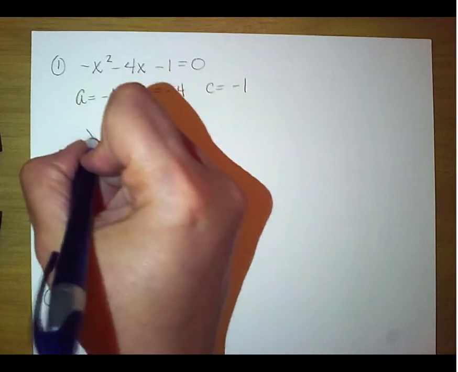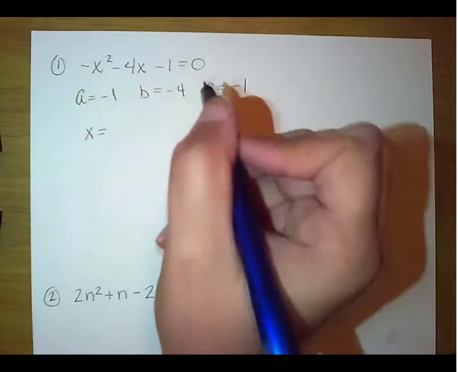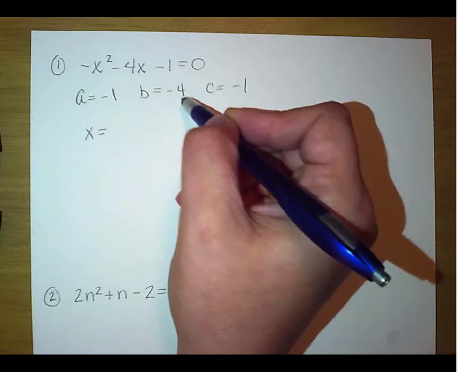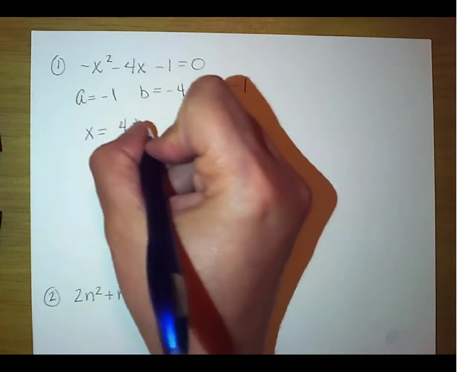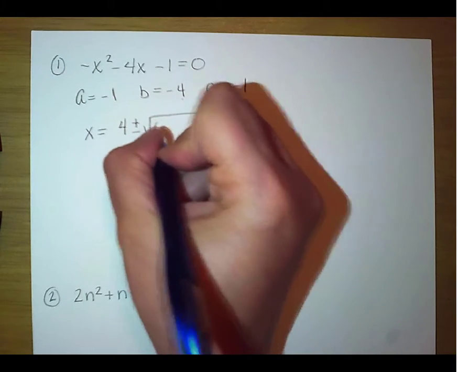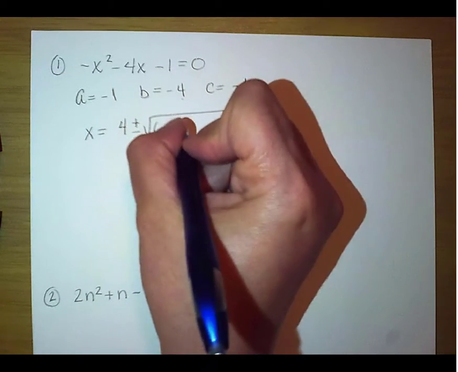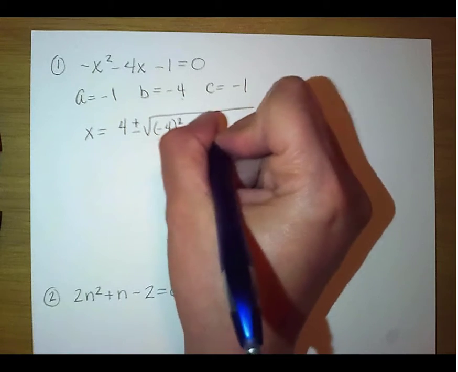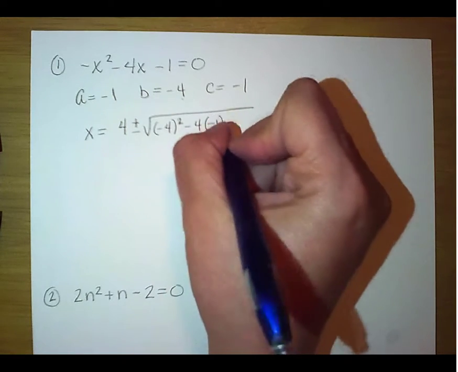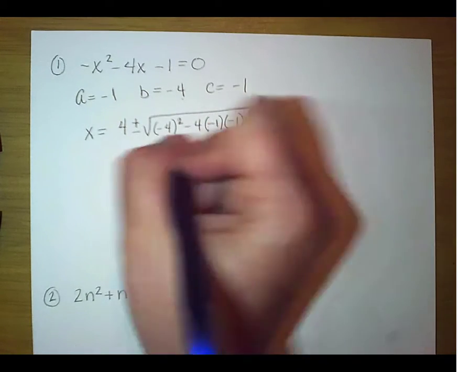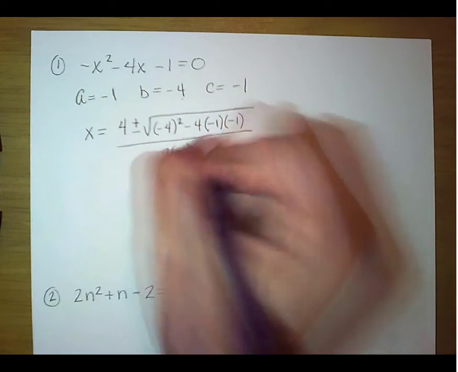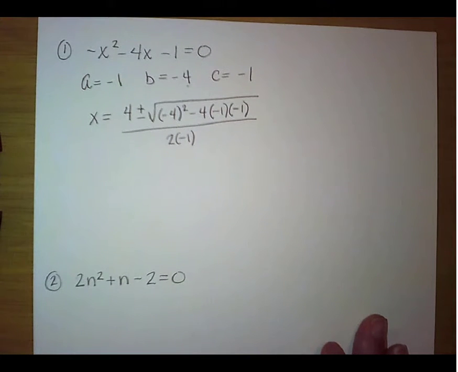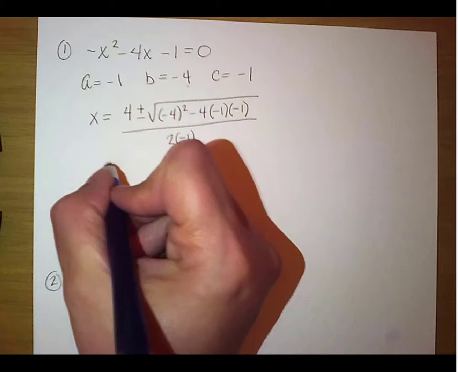So we have x equal our negative b or opposite b. So since b is already negative, that's going to make it a +4. Plus or minus the square root. Again, we've got -4 our b squared minus 4 times our a, which is -1, times our c, which is also -1, all over 2 times -1. Like I said, a lot of negatives in this problem, so it's really easy to mess up on those signs, so be real careful with it.